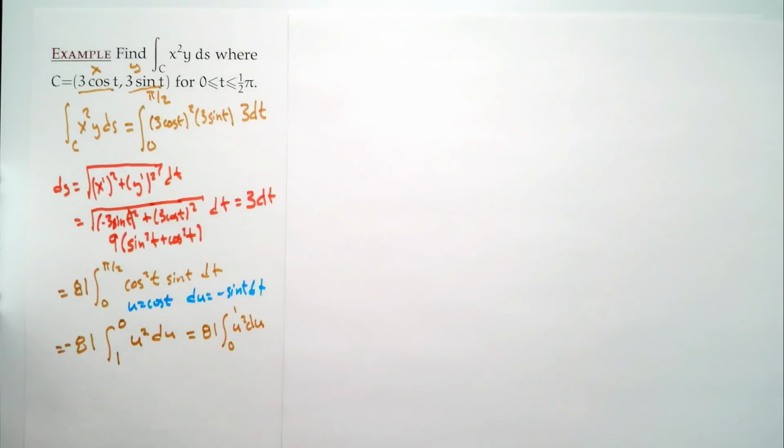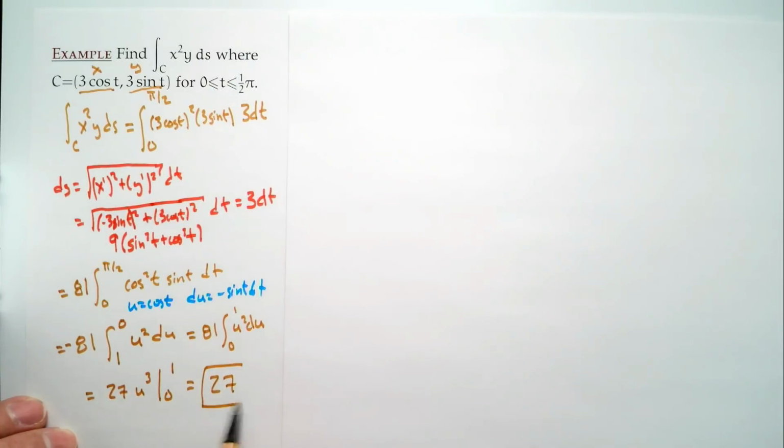Now, do we know the integral of u squared? 1/3 u cubed. And we have an 81, which happens to have lots of 3's. So we have plenty of 3's to spare. So 81 divided by 3 would be 27 u cubed from 0 to 1. Giving us a final answer of 27. All right. Good.